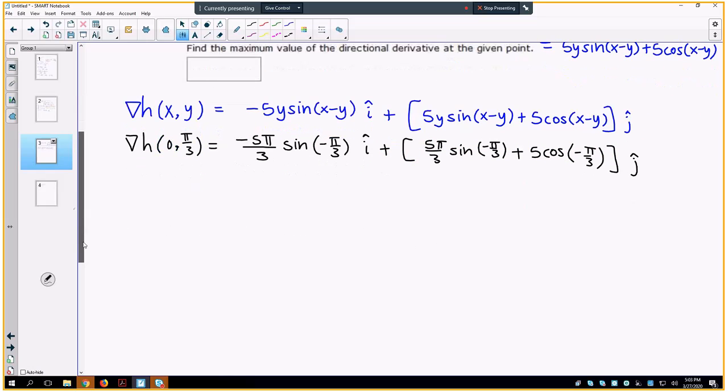And that gives me, well, the sine of negative pi over 3 is negative square root of 3 over 2. Negative and negative cancel. So 5 pi over 3 times square root of 3 over 2, i cap. And then here, this is going to be negative because the sine of negative pi over 3 is negative square root of 3 over 2. Negative 5 pi square root of 3 over 2.